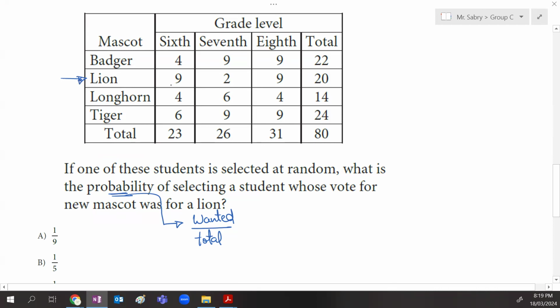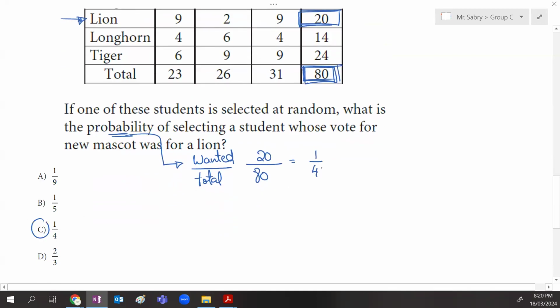How many students picked lion? The total of the students who picked lion is 20. So the wanted is 20 over the total. The total is the total number of students in this school, and it's this number, the 80 at the bottom. That's the total of all students. If you put 20 over 80 on a calculator, it gives you 1 over 4. 1 over 4 is choice C. This is the probability of selecting a student who voted for a lion. Does that make sense?